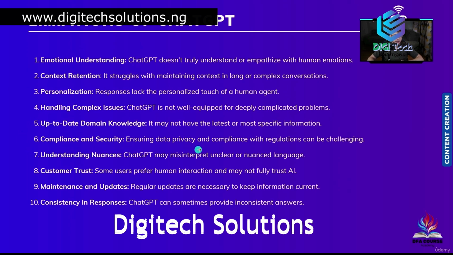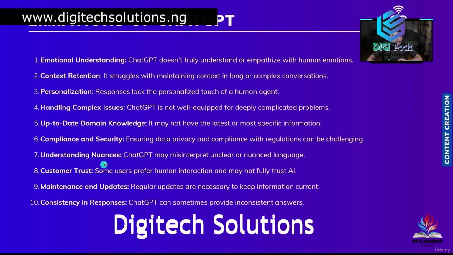The limitation number 6 is compliance and security. So ensuring data privacy and compliance with regulations can be challenging. Sometimes, when you have some specific data which is the most important for you, you don't want to share this content with other persons or even applications, software, and so on, because this is so important for you. And from this simple case, a lot of companies are creating their own chatbots to maintain the data within the company, and not share it with external applications or even people.